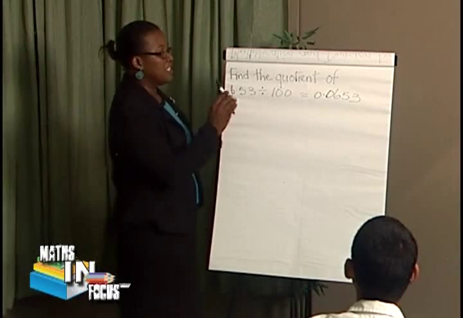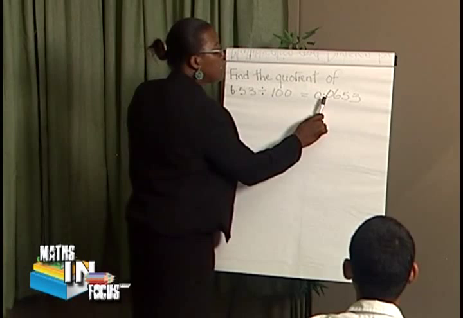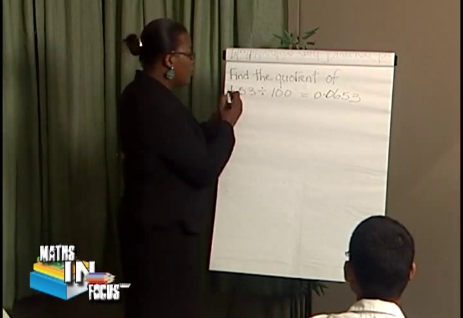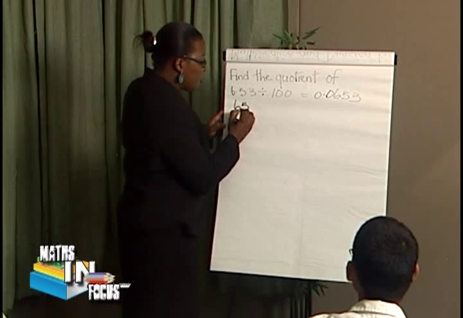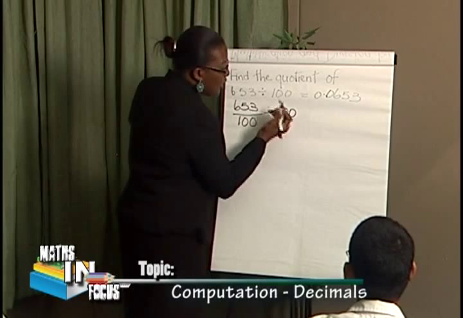Here again, we want to divide 6.53 by 100. And if we divide, our quotient would be 0.0653. Now we want to find an alternative way of finding the quotient. So we're going to rewrite 6.53 as 653 over 100, and then we divide by 100. And 100 is the same as 100 over 1.